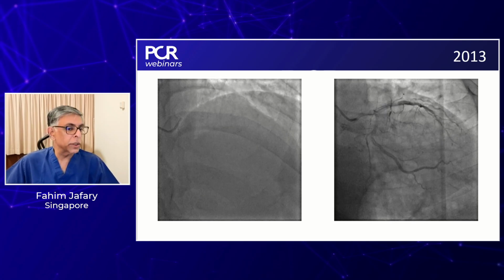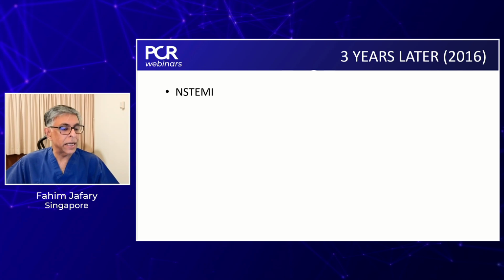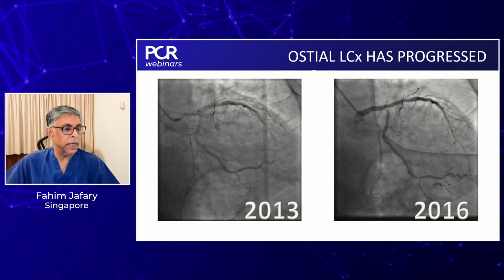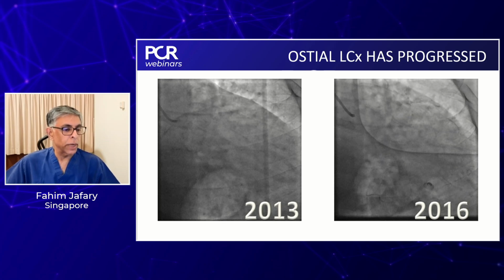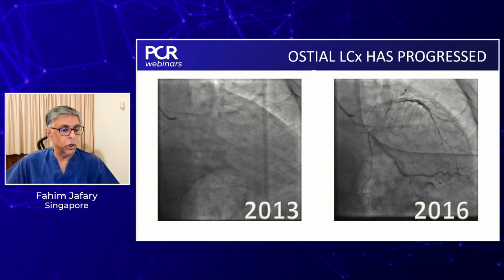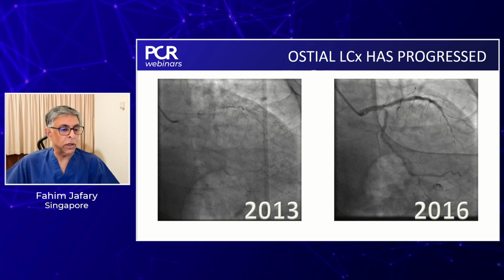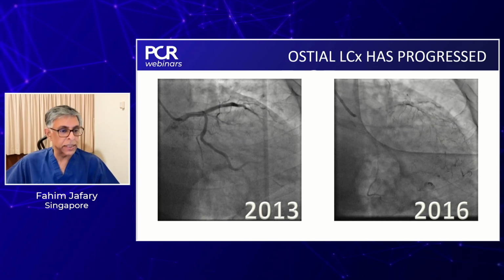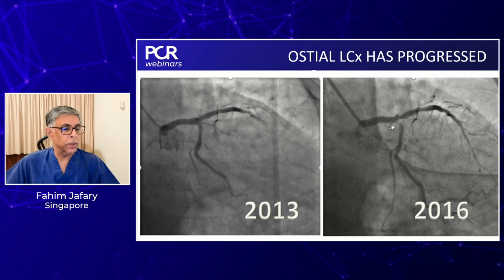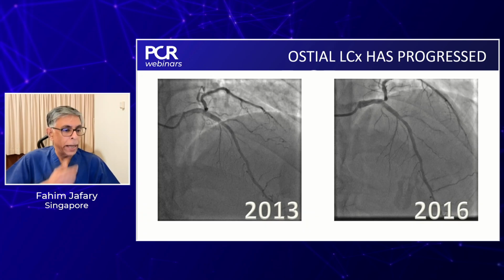Now, fast forward 3 years later, in 2016, he presents with another non-STEMI, this time with posterolateral changes. So we thought the circumflex was likely the culprit. And sure enough, when you look at his angiogram, on the left is 3 years prior, the circumflex ostium looks good. And on the right side, the circumflex ostium is hazy and quite severely diseased. I'll show you a still image where you can see that compared to the left side 3 years prior, the circumflex ostium had clearly progressed. On the other hand, the LAD was quite okay.